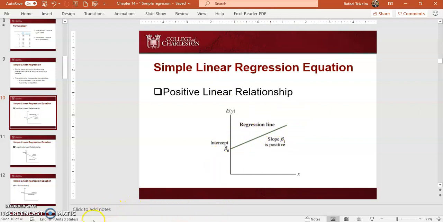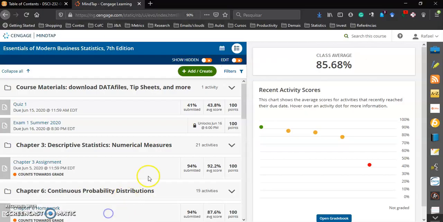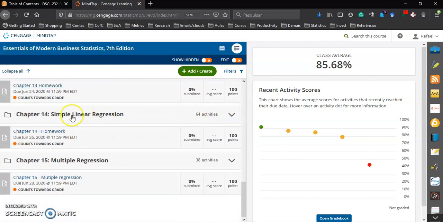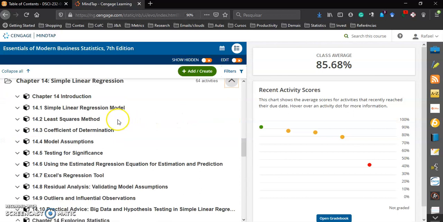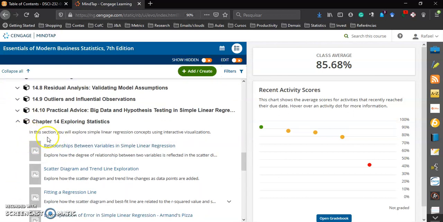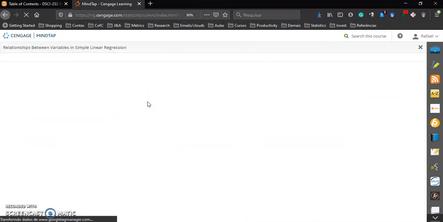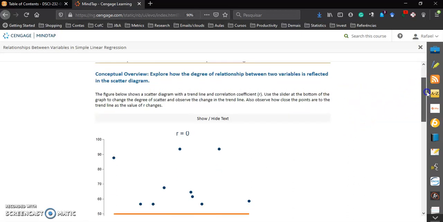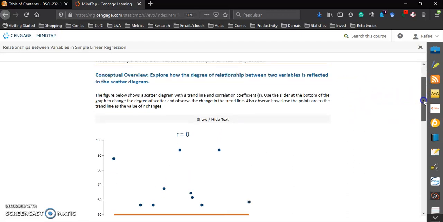Let me show you some examples on Mind Tap. So I'm in Mind Tap and I'll go over chapter 14, simple linear regression. I'm going to expand and look for exploring statistics. It's expanded right now. So let's take a look at the applet that we have in this chapter to help us understand the relationship between two variables in simple linear regression. Let's wait for it to load.